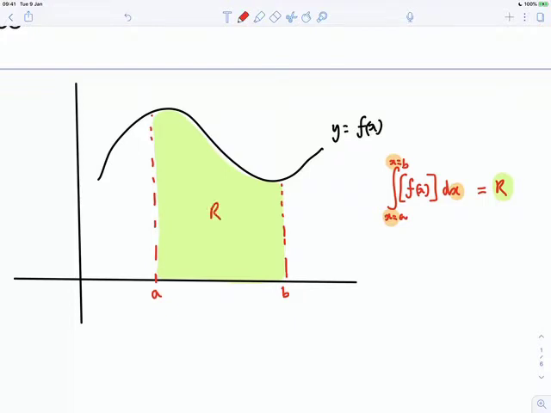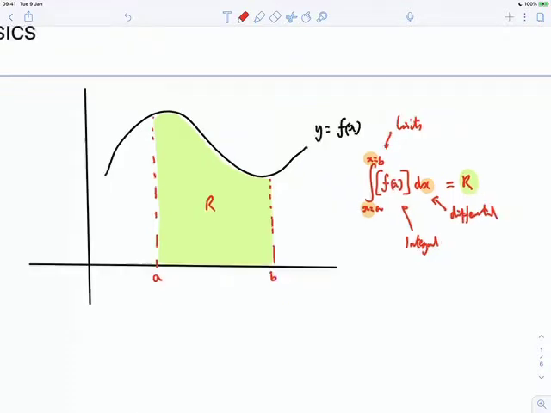So if we integrate a function between two limits, these things are called limits. This is your actual integral. This bit some people refer to as the differential. And essentially, once we perform this process, the end result is called the integrand. So I'll talk about that a little bit more.